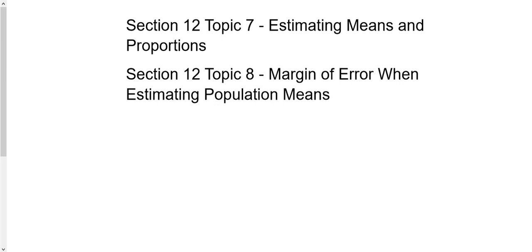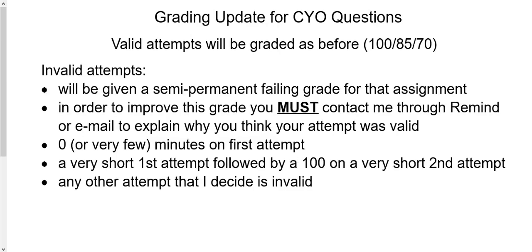I've just seen multiple students still, even after we talked about this last week, getting a 0 on the first attempt in less than a minute, and then a 100 on the second attempt in less than a minute. That again is unacceptable, and from now on, that will not result in a passing grade. So I wanted to explain how that's going to work. So here is the update.